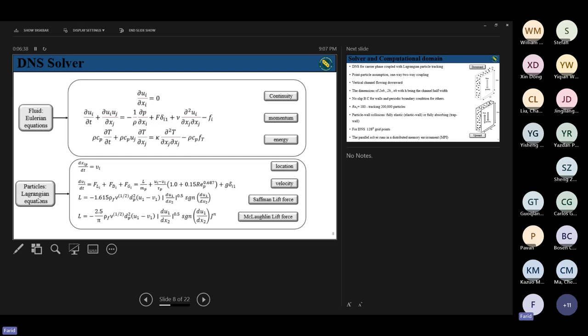For the Lagrangian equations of the particles, as you can see here, we can update the location of the particles and the velocity of the particles with these two equations. For the velocity, of course, we have the drag force and gravity, and we can have shear induced lift forces as well, based on the Saffman equation or the McLaughlin correction of this famous Saffman lift force.